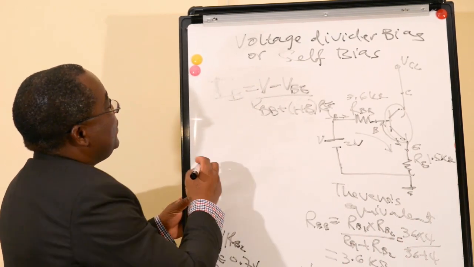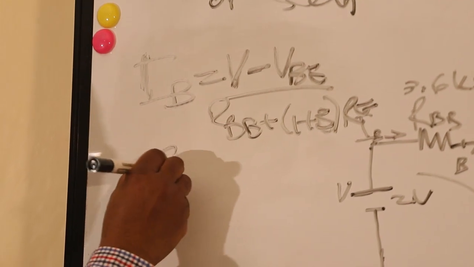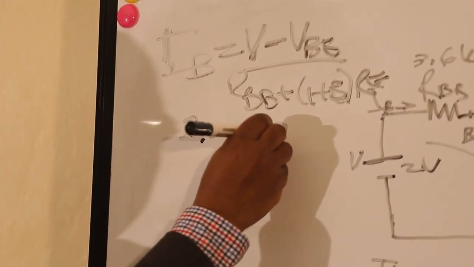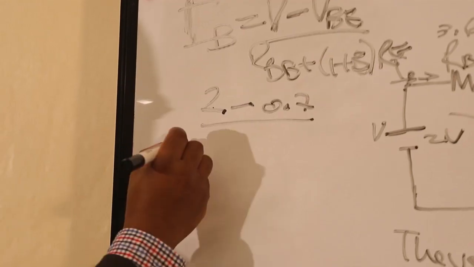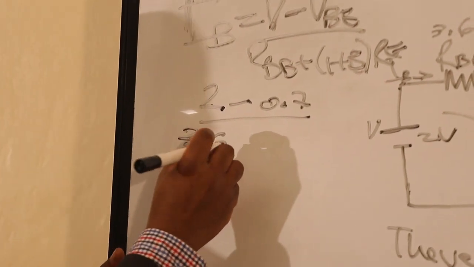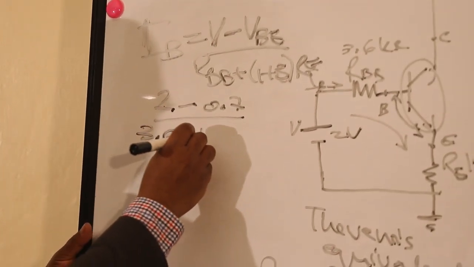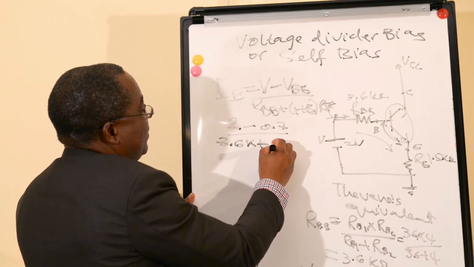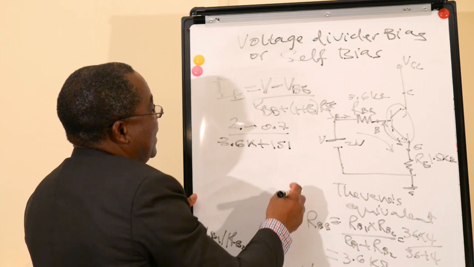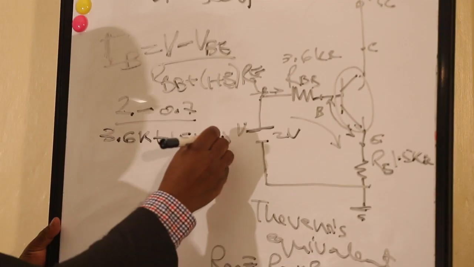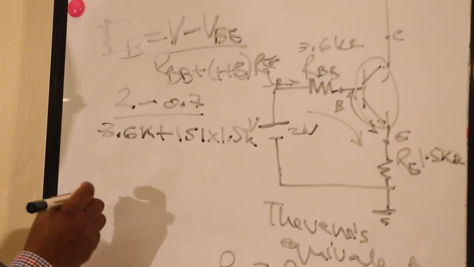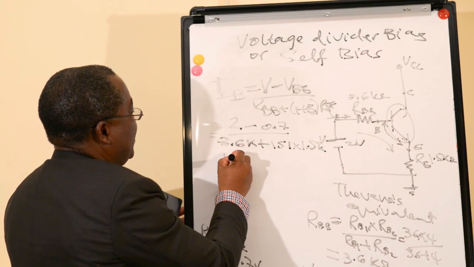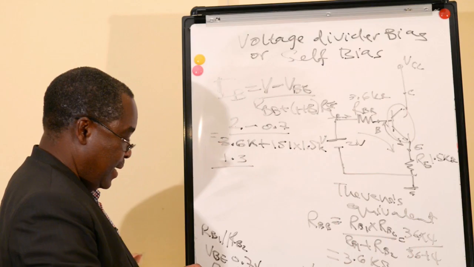So we put the values. V is 2 minus VBE 0.7 over RBB 3.6 kilo ohm, plus beta is 150 plus 1 is 151, times RE 1.5 K, that's kilo ohms. On top we have 1.3 over, we'll use a calculator for this algebra.